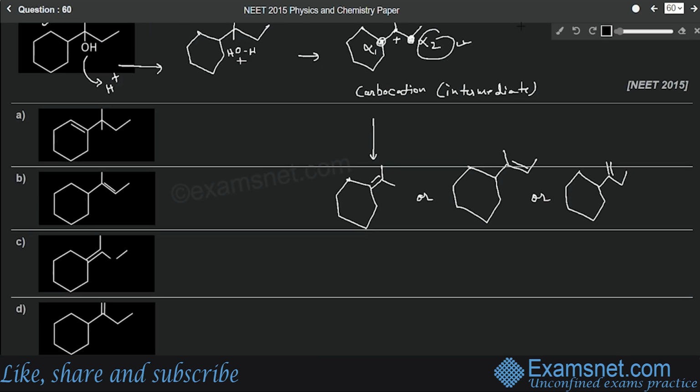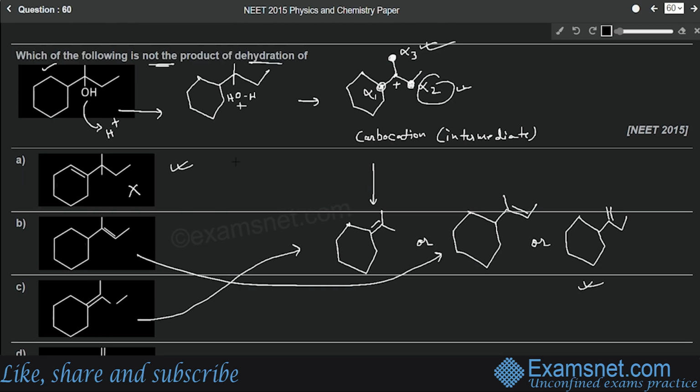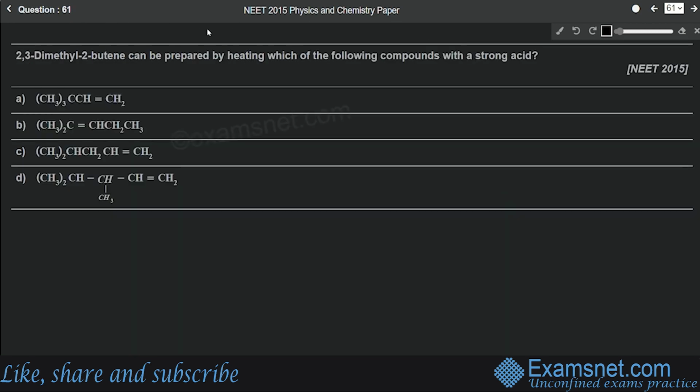So let's see the options. In the first option, we don't have any of these products, so this cannot be possible. The second option, this is given here, this one. Then in the third option we have this product, and in the last option we have the last product that we have discussed. So the first one is not possible. Option A will be the correct answer. This is not the product of dehydration of the given alcohol. Question number 61 says, 2,3-dimethyl-2-butene can be prepared by heating which of the following compounds with a strong acid?